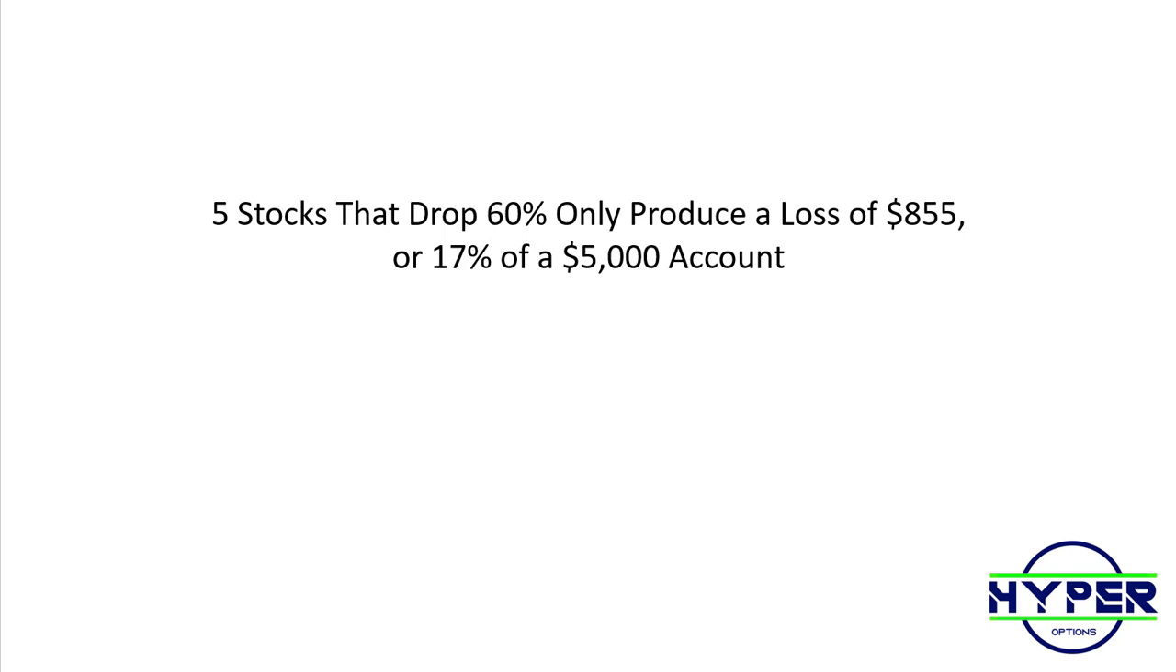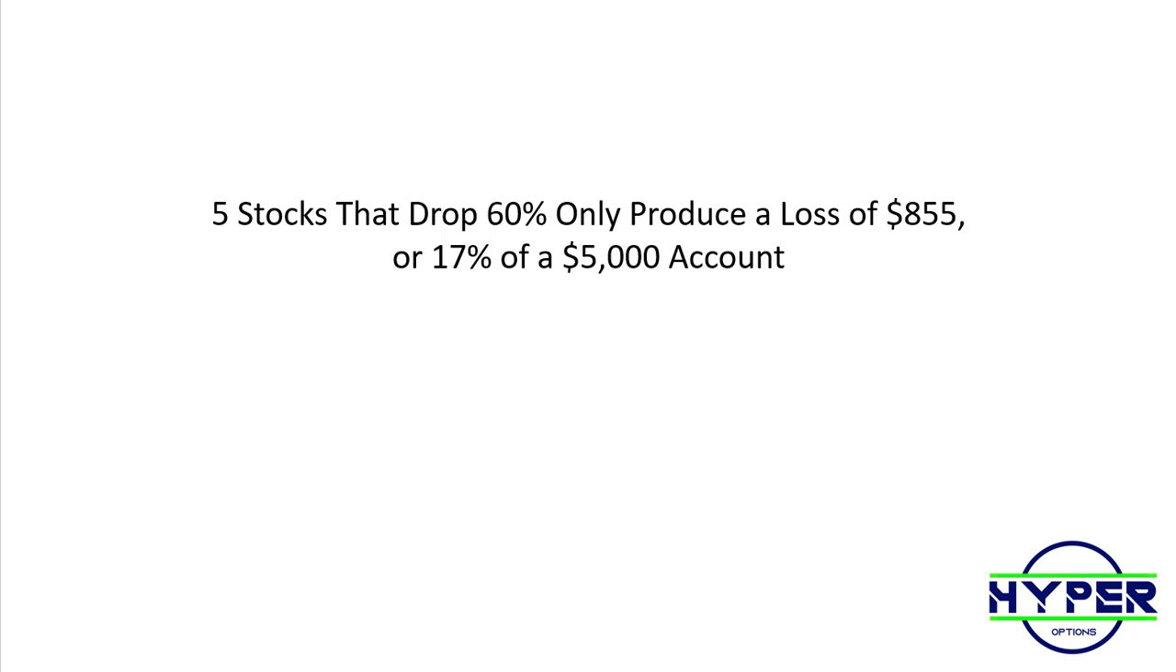Let's say you have 5 similar stocks, similar from the standpoint of price and the position that you're able to get, not necessarily similar from the standpoint of correlation. So you have 5 stocks that drop 60%, which only produces a loss of $855 using the example that I just gave, so it's 5 times 171. If all 5 stocks immediately drop 60%, in a $5,000 account, you're talking about a 17% drop in your account.